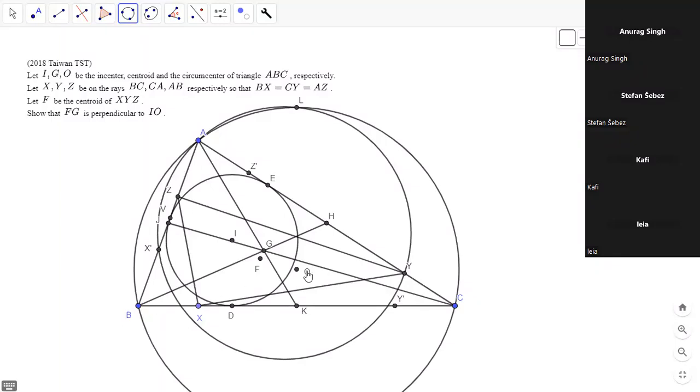But BX is BO plus OX. Yeah, that's not bad.